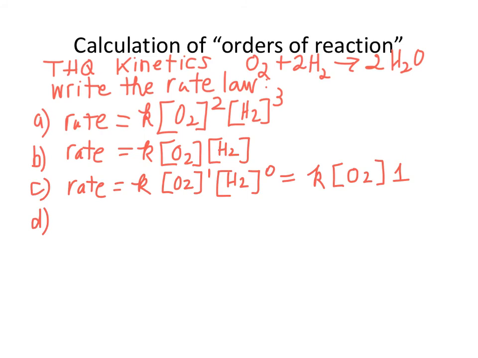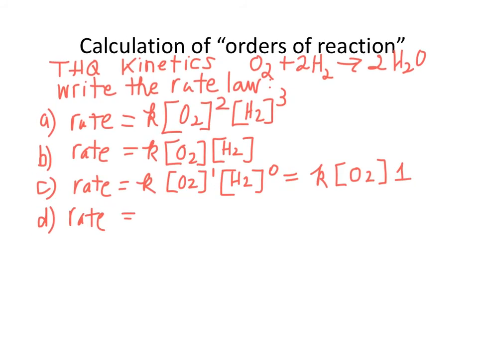When only H2 is doubled, the rate increases by a factor of 8, so we'll have to think of what exponent gives 8 from 2. And the rate stays the same if only O2 is changed. So let's just start: rate equals k.